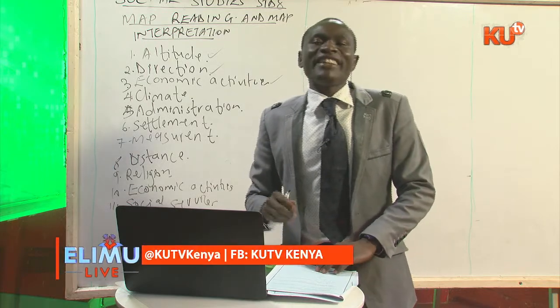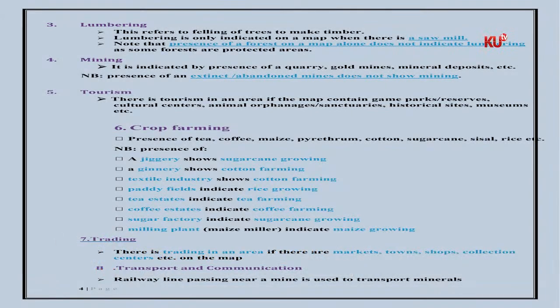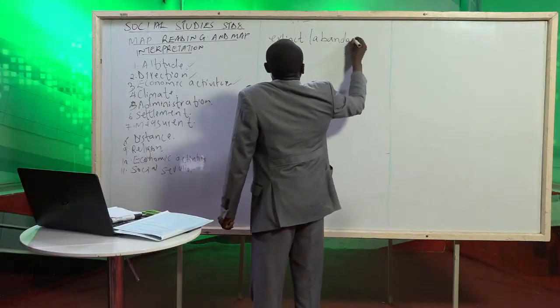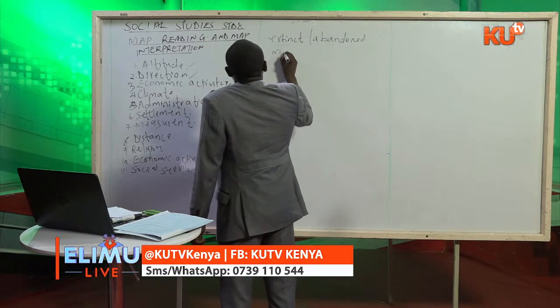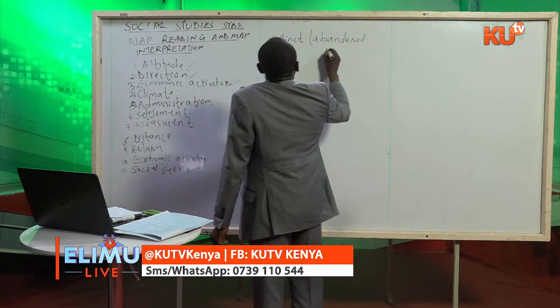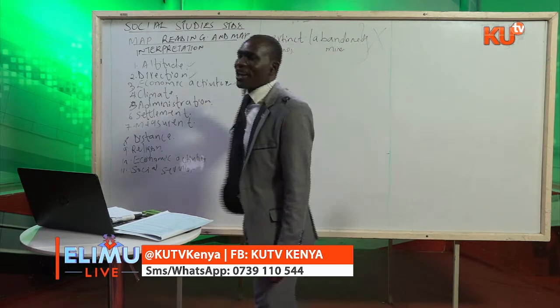Then we have mining. Mining is also an economic activity represented by quarry, and learners should be able to understand vocabularies such as extinct and abandoned. If you see extinct mines or abandoned mines, there is no mining taking place.